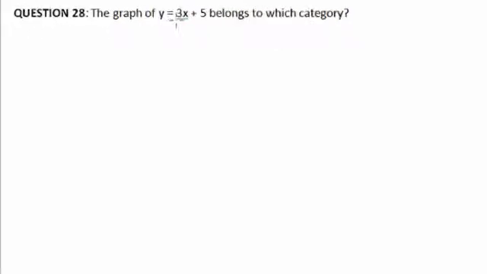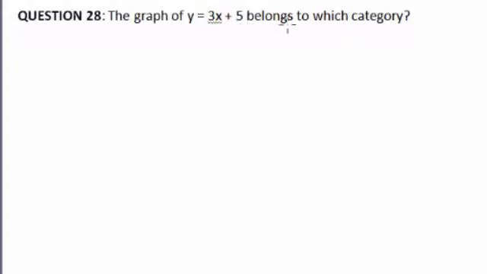Hi there. Question 28 says, the graph of y equals 3x plus 5 belongs to what category? Now this looks like a really tricky question because you're given choices like a circle, a curve, nonlinear, or linear. This one is actually very simple because what does this look like to you?